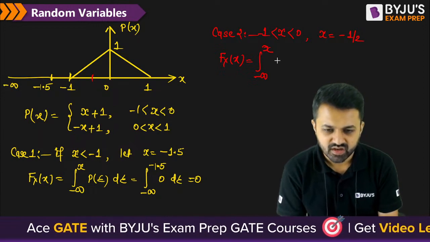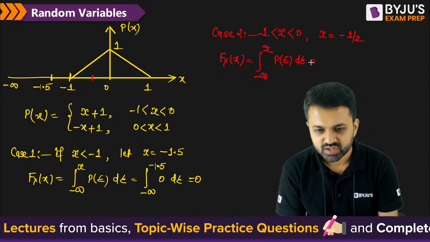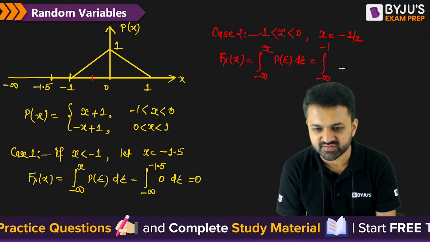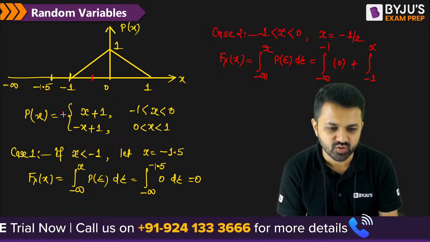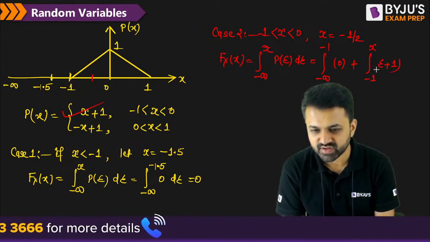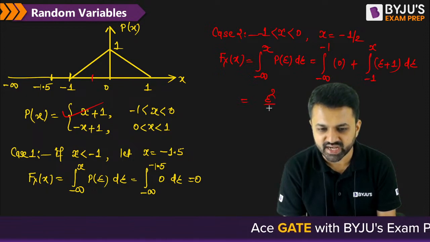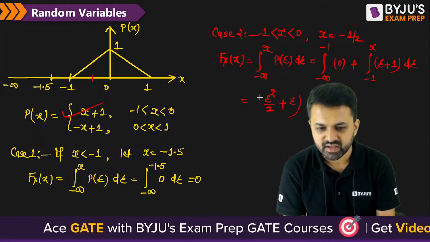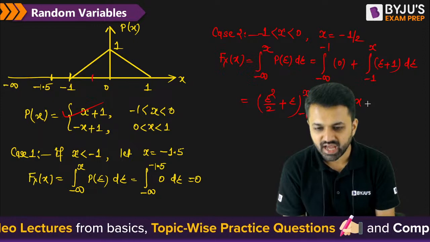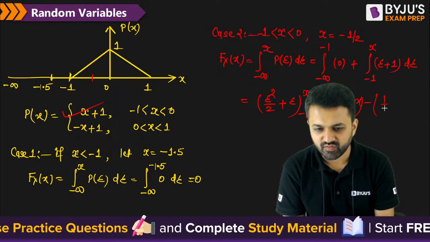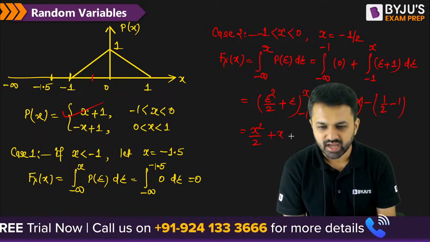So what will be the value of PDF in this range? The PDF you will write from minus infinity to -1 is having the 0 value, and then from -1 to x, it has the value epsilon plus 1, d epsilon. So the first value will be 0, and when you integrate, you will get epsilon square divided by 2 plus epsilon. When you put the limit -1 to x, you will get x square divided by 2 plus x, minus the lower limit, which is 1/2 minus 1. So overall it will be x square divided by 2 plus x plus 1/2.